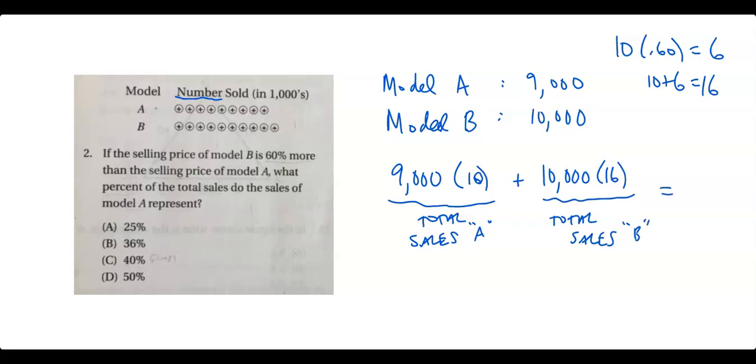Now let's add these up. 9,000 times 10 is 90,000. 10,000 times 16 is 160,000. So we end up with 250,000 as our total sales. So we want to know what percent of the total sales the sales of model A are. So we take this number, which is 90,000, divide it by the total sales, 250,000, and you will get 0.36, and that is 36%.